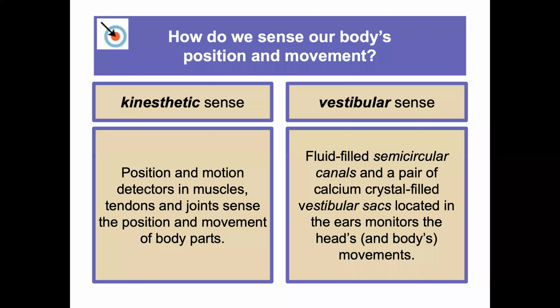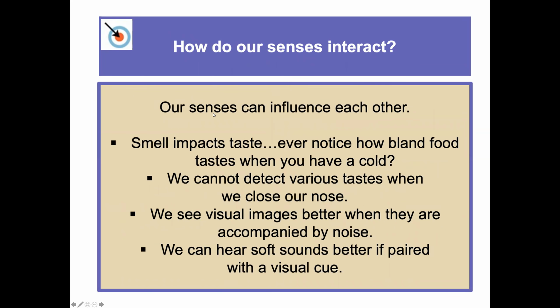And some of us might feel like we have really good understanding of our position in space, and some of us might not. So how do our senses interact? Our senses can interact and influence each other. Smells impact taste. As I said earlier, ever notice how bland food tastes when you have a cold? Yeah, I have. There's certain tastes that we can't detect when we hold our nose. We see visual images better when they are accompanied by noise. We can hear soft sounds better if they're paired with a visual cue.